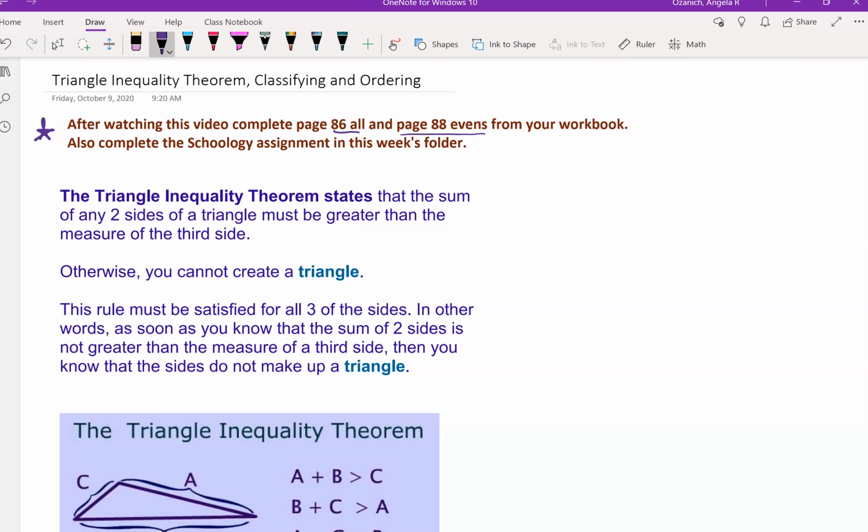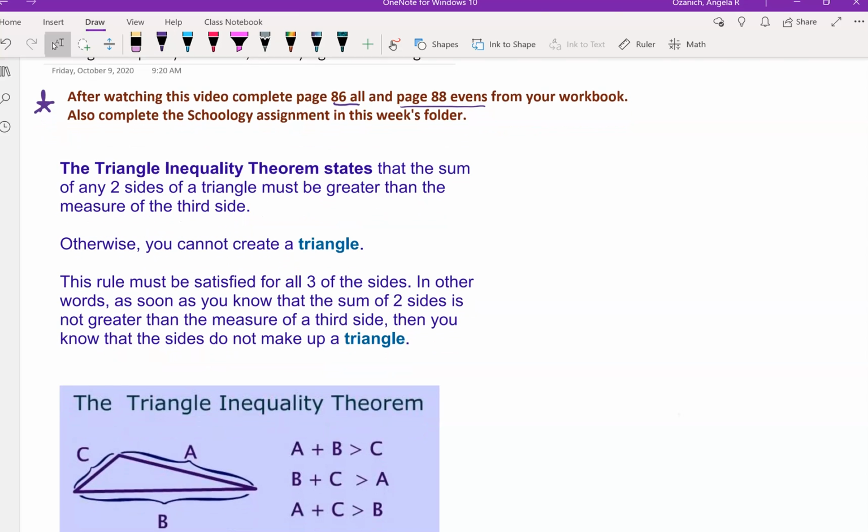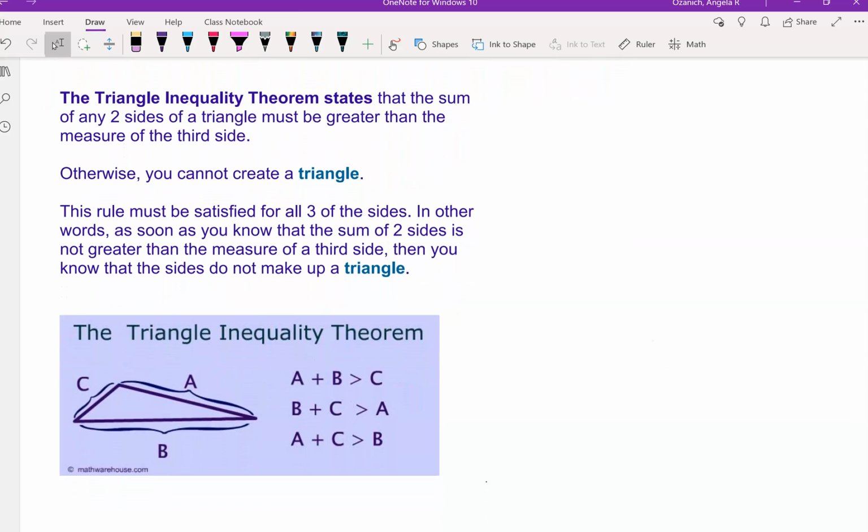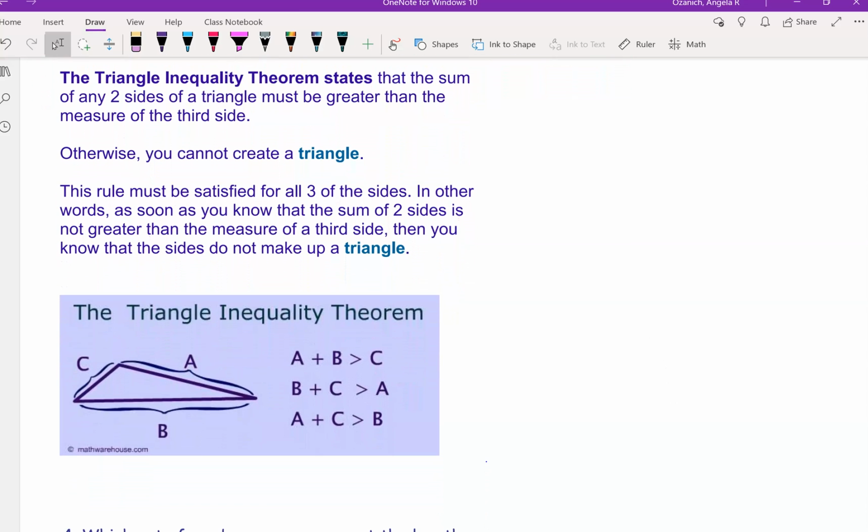During this week we're tackling a variety of different ideas. One of those ideas is called the triangle inequality theorem, which basically states that the sum of any two sides of a triangle has to be greater than the measure of the third side. We're going to be doing some investigations with that in class, or maybe you will have already done that by the time you watch this video.